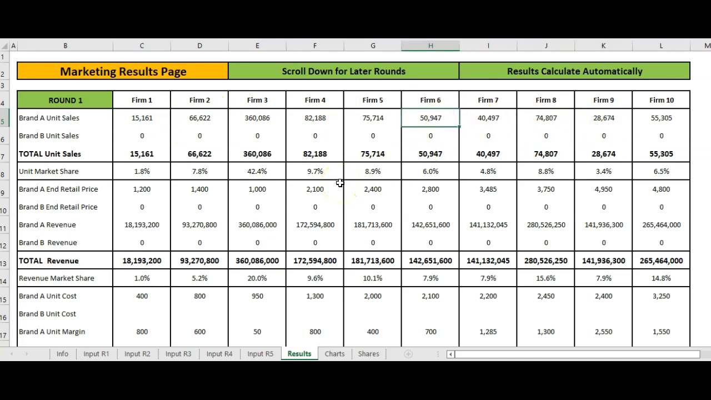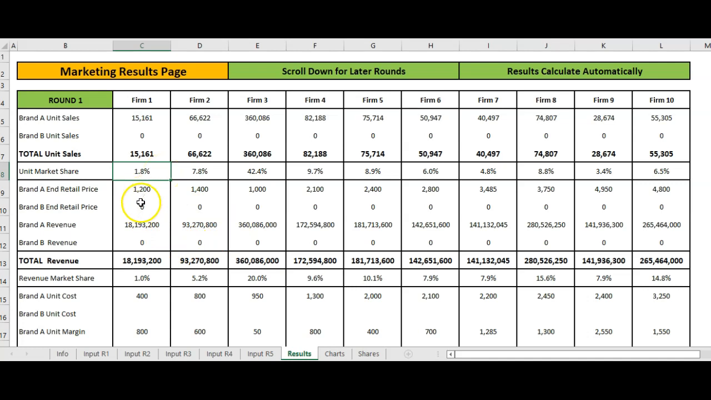You can see that's just the number of products that they've sold. This would add up for both brands for each company, and that gives us our market share. So you can see firm 3 has a 42% market share of units, and this company here, firm 1, has less than 2%, which is not great.